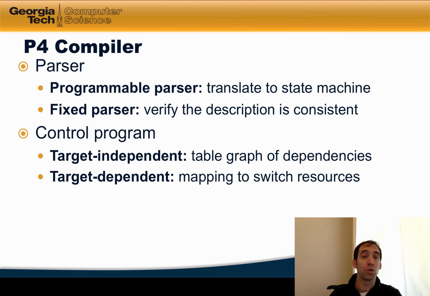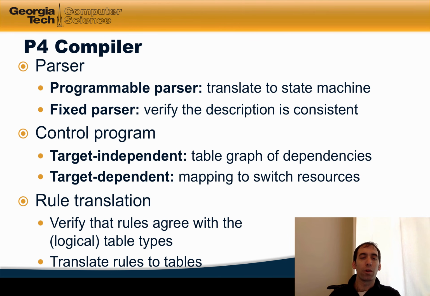The control program has two aspects. One, a target-independent aspect, is simply a table graph explaining the dependencies between different match action tables in the control flow. The second is a target-dependent mapping of logical tables to the switch resources depending on the physical constraints of any particular switch. The final component of the compiler is a rule translation module, which verifies that the rules agree with the logical table types and translates the logical rules to the physical tables that the switch is capable of supporting.